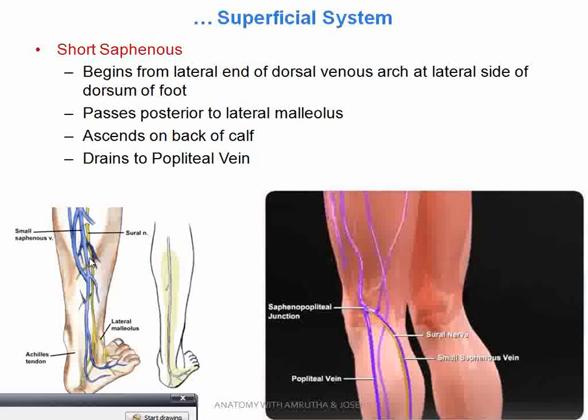The popliteal vein is again a deep vein, which is seen in the popliteal fossa. Here is the popliteal vein, and the small saphenous vein draining into it. And this is the sapheno-popliteal junction.